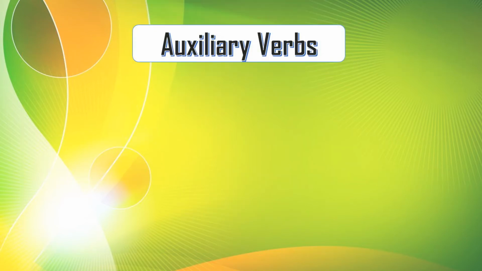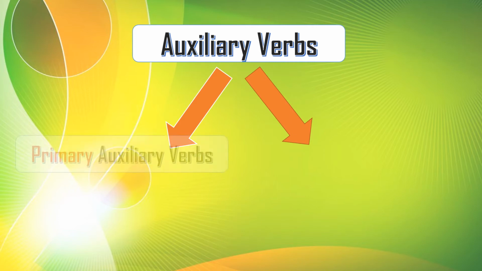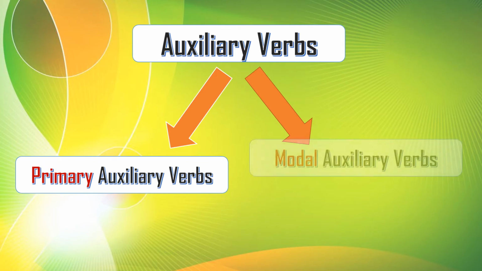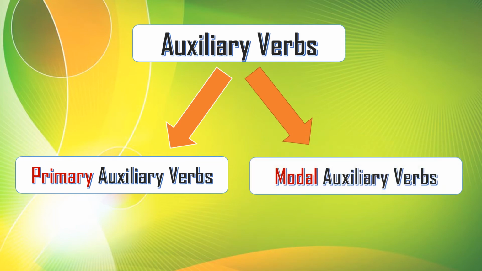Then next, there are two types of auxiliary verbs. We have seen what an auxiliary verb means. We have seen auxiliary verb means helping verb. Okay, so there are two types of auxiliary verbs. First one is primary auxiliary verbs and second one is modal auxiliary verbs. So in today's session we are going to learn about the primary auxiliary verbs in detail.